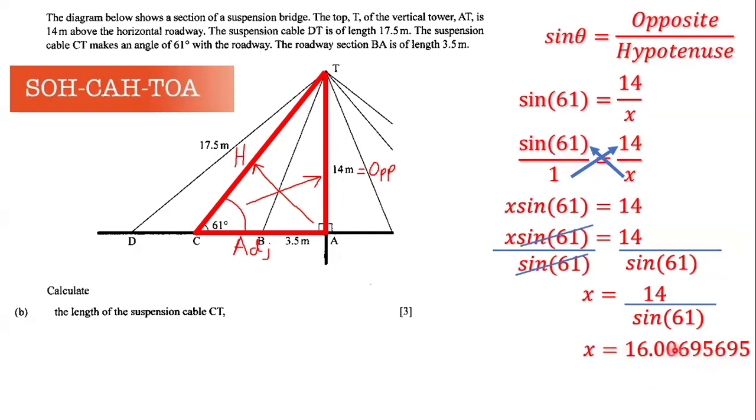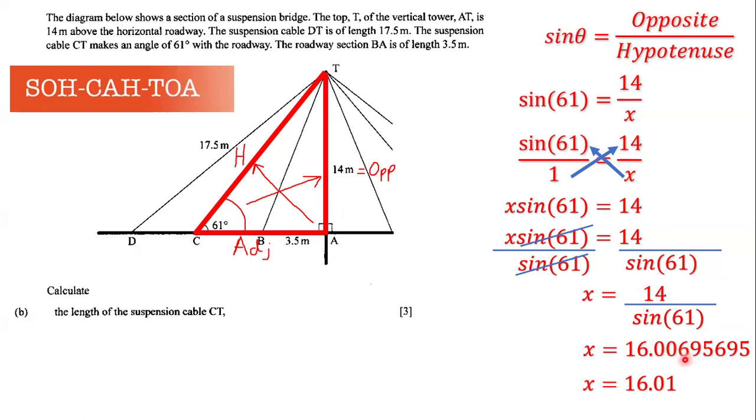16.00695695. That's what x is. And so we have that x is equal to 16.01. Now, why did I do this? Well, I rounded my answer to 2 decimal places. So I want to write my answer correct to 2 decimal places.